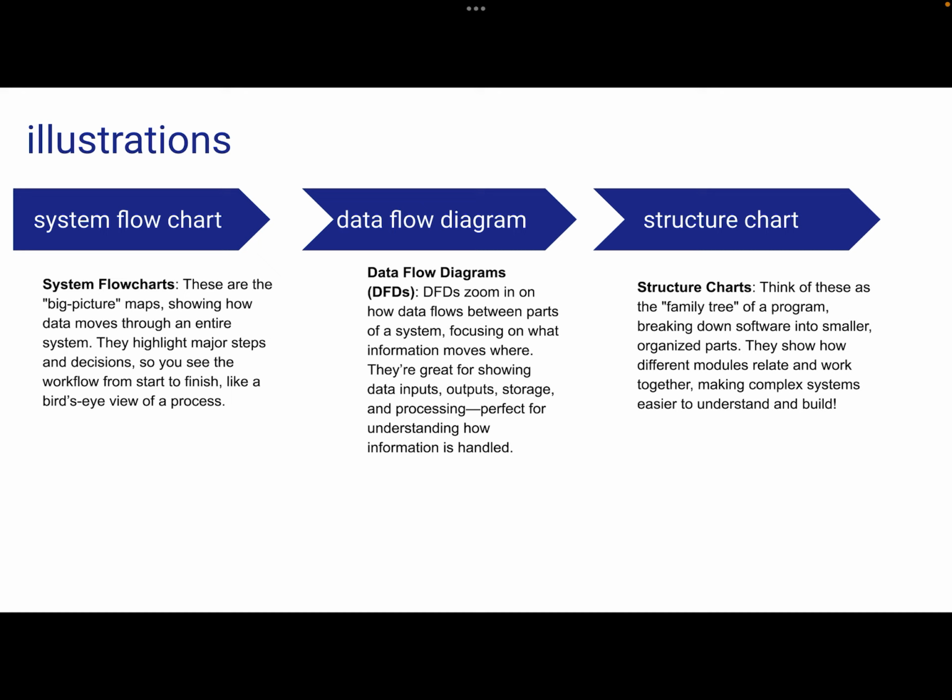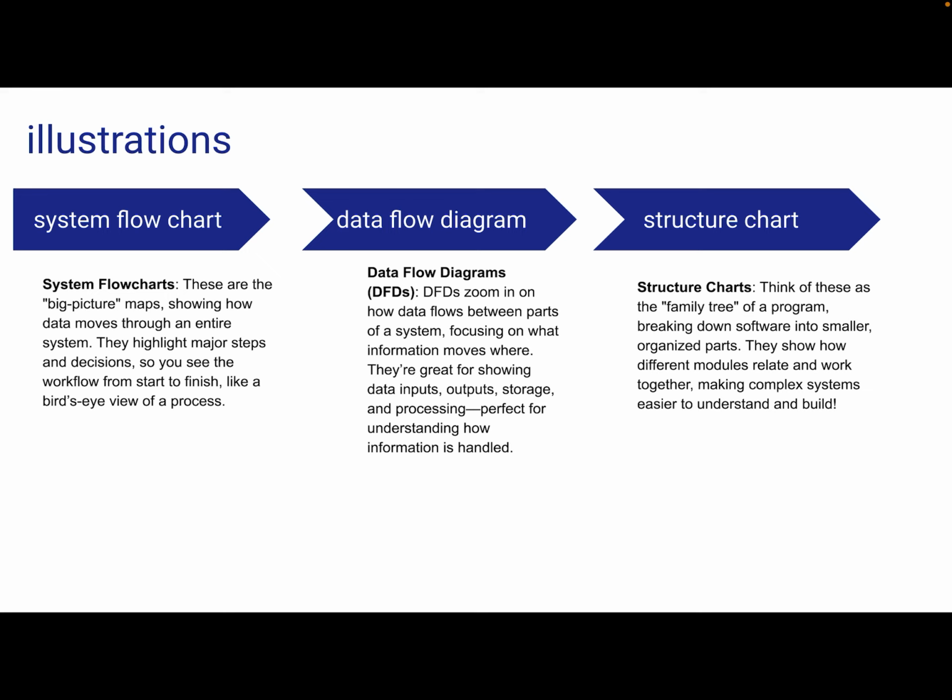So let's talk about illustrations in more detail. We have three types: a system flow chart, a data flow diagram, and a structure chart. System flow charts are like the big picture maps showing how data moves through an entire system. They highlight major steps and decisions, so you see the workflow from start to finish, like a bird's eye view of a process.